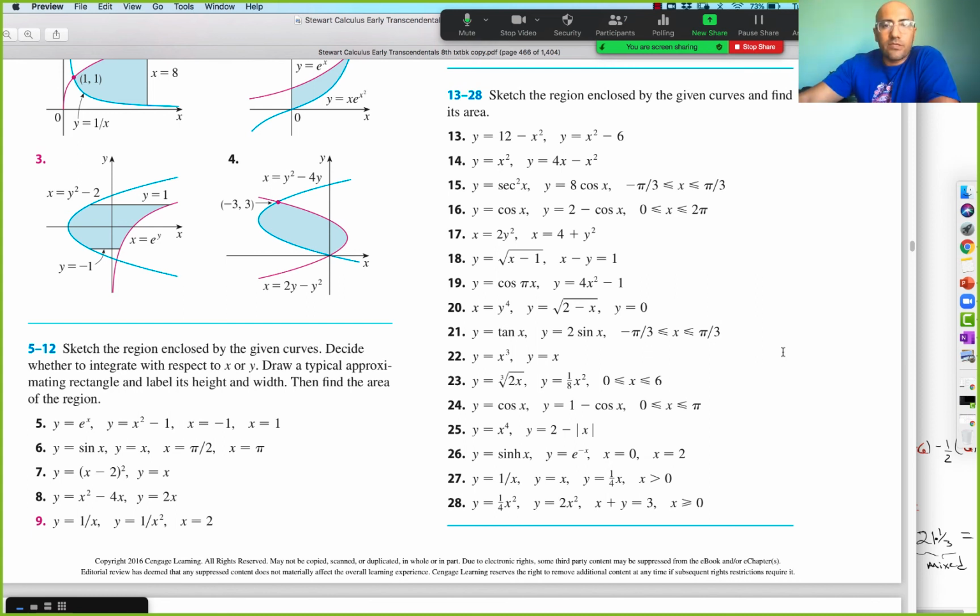Let's see, 14. That's not bad. You just have to integrate that and integrate that. 16. Just have to figure out when they cross. 18. That's not bad again. No, none of these are really that bad. You just have to graph them and figure out when is one greater than the other.